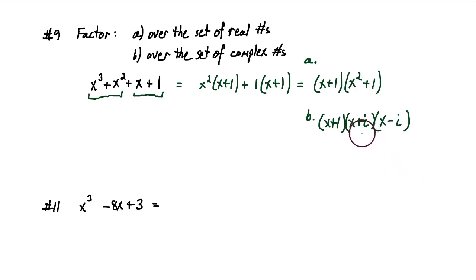Do you agree that (x + i)(x − i) makes x squared plus 1? Let's check it out with FOIL. Remember, the x times x is your x squared. Your outer product is x times negative i, but the inner is i times x. Those are opposites and will cancel.